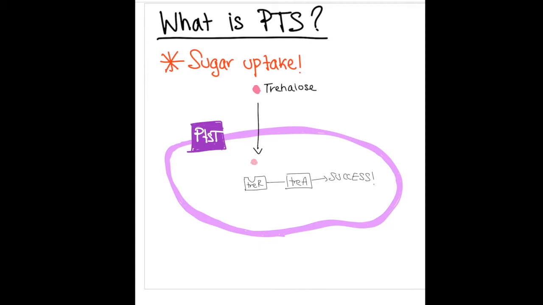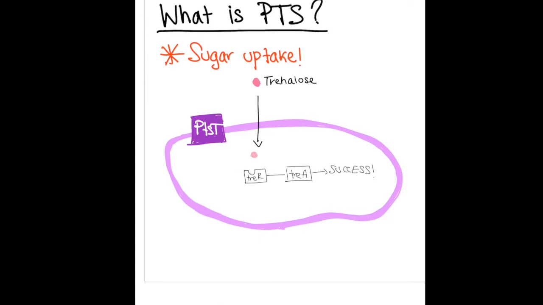Here we have a bacterial cell. Here is my molecule of trehalose outside of the cell trying to make its way through. Luckily, we have a new PTS-T transporter protein in the membrane that facilitates trehalose to enter the cell. From here on, this molecule of trehalose is available to bind the repressor, enabling transcription to go on.